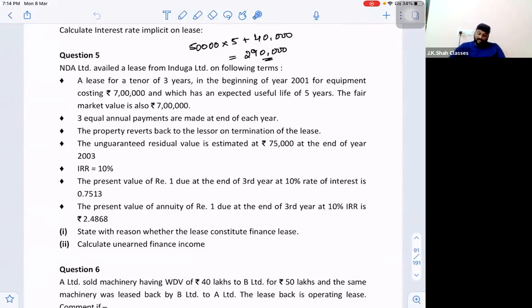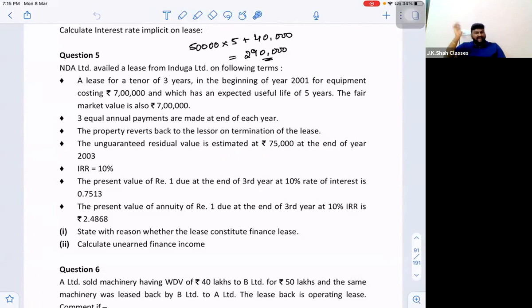Correct? The unguaranteed residual value is estimated at 75,000 rupees at the end of the year 2003. Now, sir, unguaranteed residual value of 75,000 is given. Now, people will ask me, sir, why is guaranteed not there? Because the lessee is not interested in keeping the asset. The lessee is giving back the asset. So why will he give you a guaranteed residual value? Yes or no? So that is why in the question guaranteed residual value is not there. Right? So only unguaranteed value.